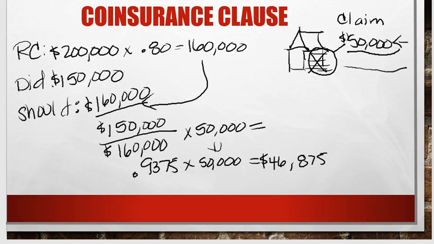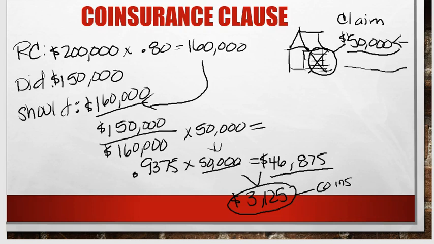So of this $50,000 claim, the insurance company will pay $46,875. The difference of $3,125 is the amount the insurance did not pay for. So this is called the co-insurance penalty.